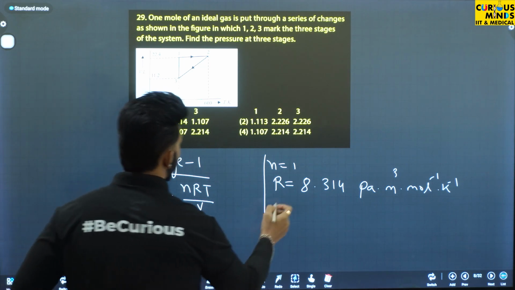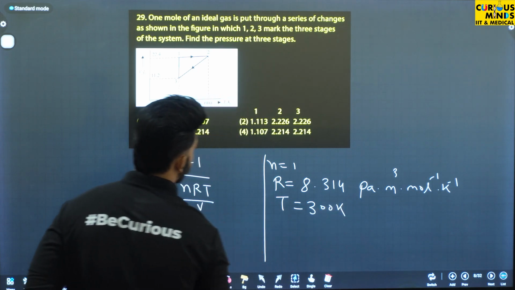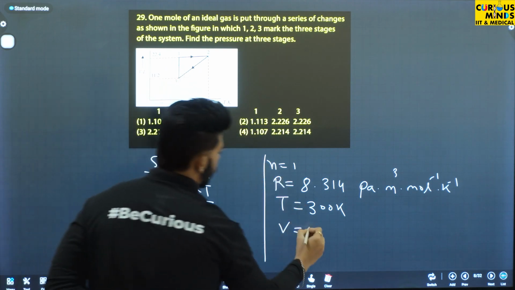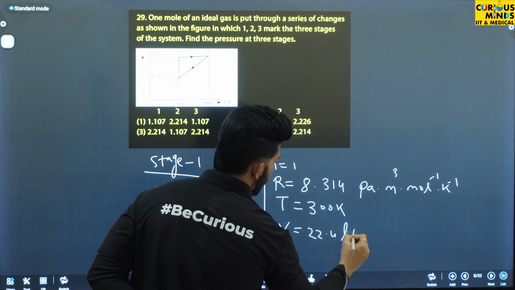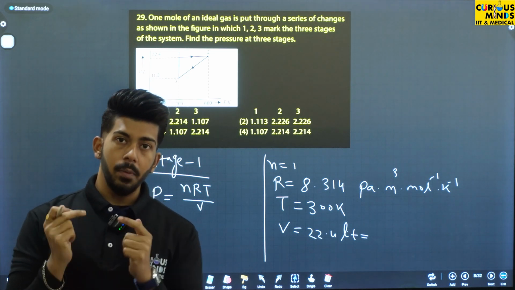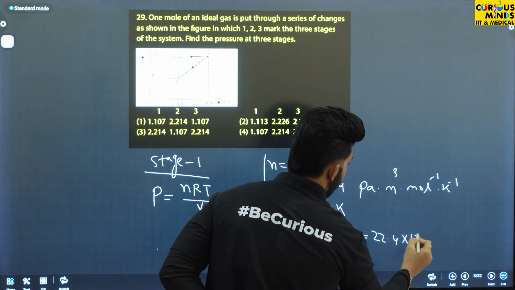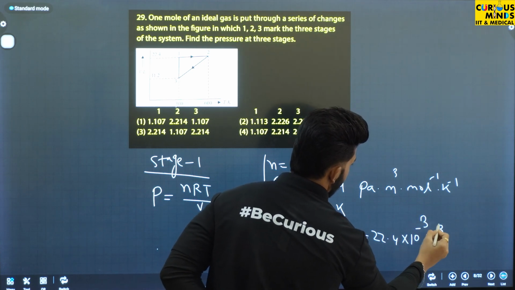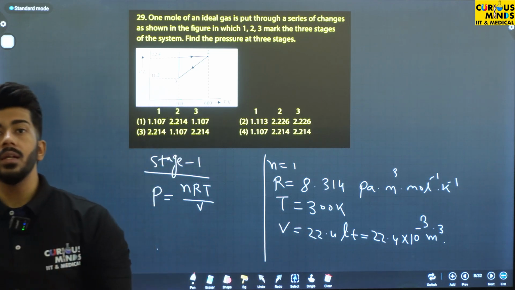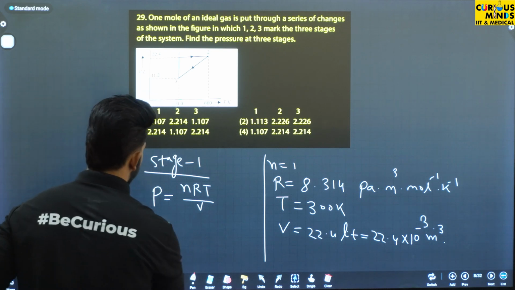Now if I look at temperature, at stage 1 the temperature is 300 Kelvin. And what about volume? At stage 1, the volume is 22.4 liter. And we know liter is decimeter cube, and decimeter cube is nothing but 10 to the power minus 3 meter cube. So this will be 22.4 into 10 raised to the power minus 3 meter cube. This will be the volume. So we have taken volume in meter cube, and the universal gas constant in Pascal meter cube. Now let's plug in all the values.